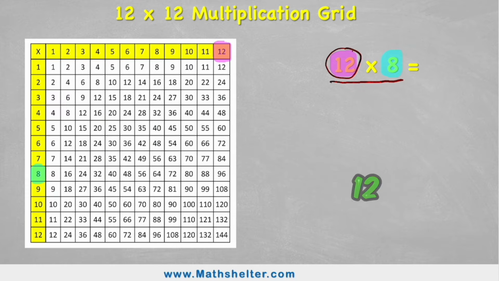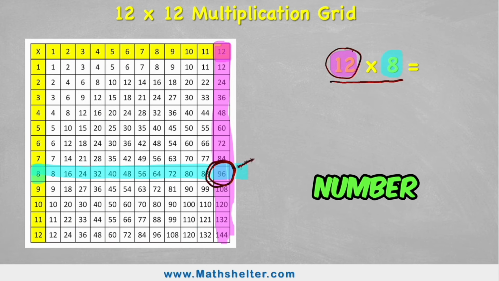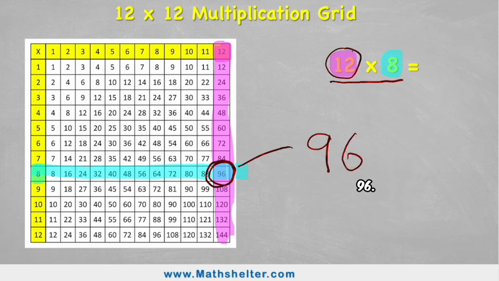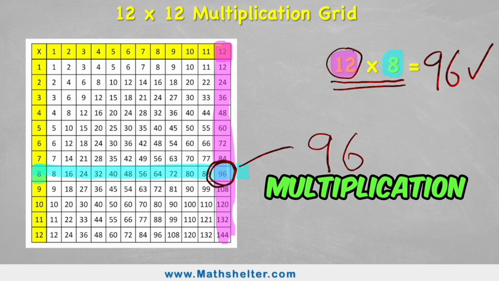So let's look back at our number 12 and let's draw a line all the way down that column, which the 12 is the title of. Okay, there we go. And now we'll do the same thing with the 8. We're going to come all the way across this row. And we want to try and find out where they meet. Well, we can see they meet just here at the number 96. So guess what? The answer to 12 times 8 is 96. Simple. Thanks to our 12 by 12 multiplication grid.